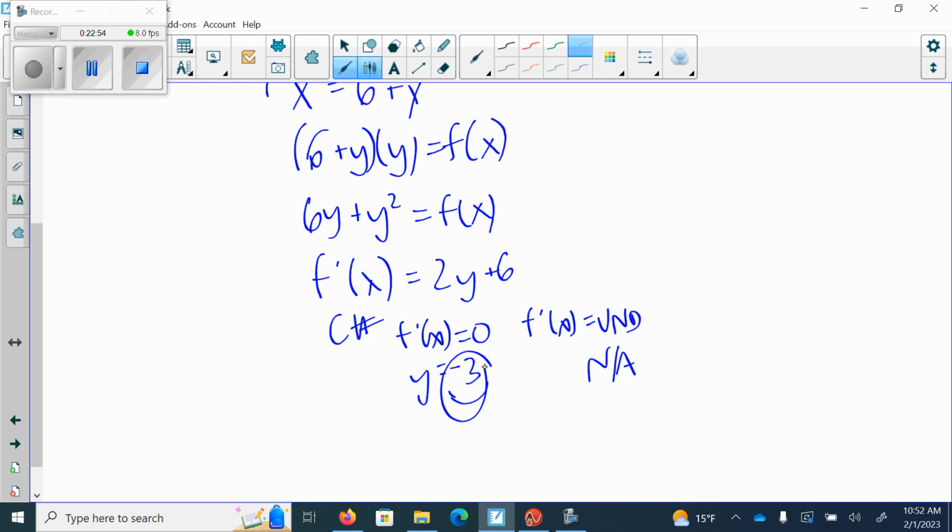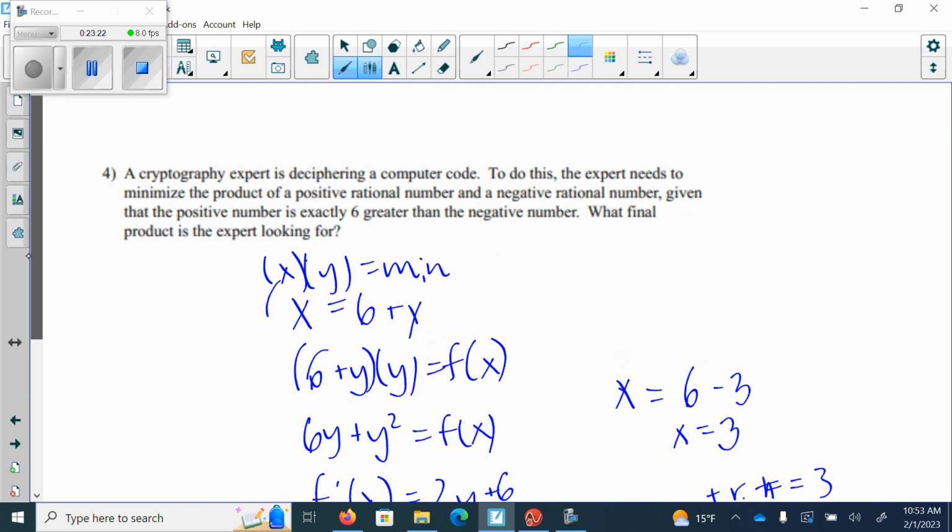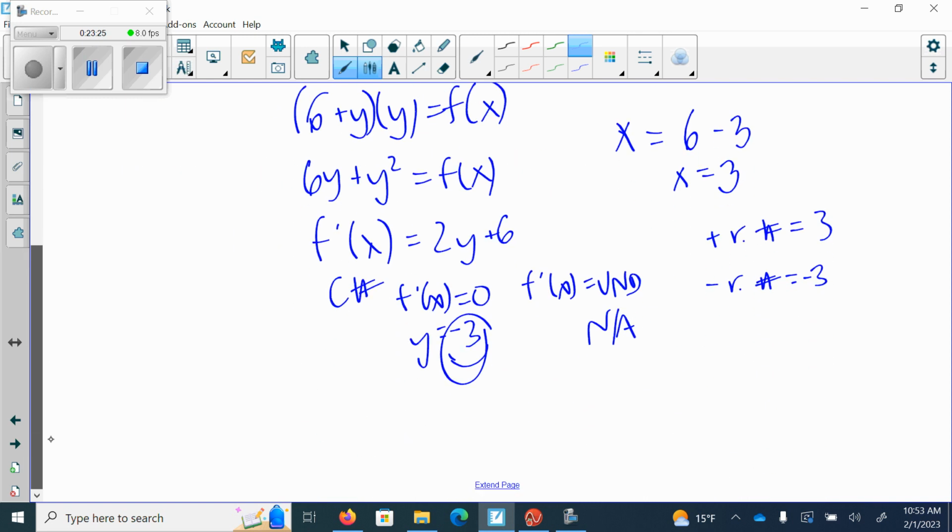To find a positive number, we plug it back into the original equation. So then x is equal to 6 minus 3, and that x is equal to 3. So our positive number is 3. Our negative number is -3. And then it asks us all the way at the top, what's the final product? To find the final product, you multiply 3 times -3. And our final product is -9.